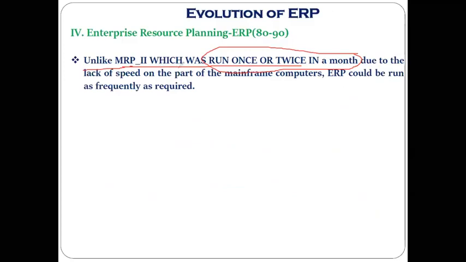Unlike the MRP2, MRP1 or IMC, which were run once or twice in the month, due to the lack of speed on the part of the mainframe computers, the ERP could be run a number of times, or modern ERP can be run frequently as required. Can anybody tell me the meaning of this?